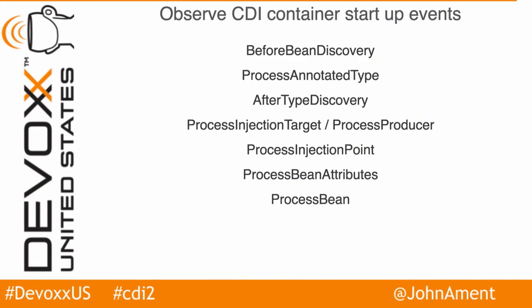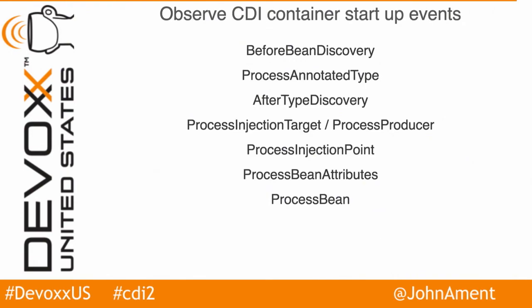Process bean attributes and process bean are also fired. Process bean attributes is for the base class. Bean extends from bean attributes and just has some additional metadata from there. Process bean attributes is really for the underlying bean, whereas process bean is for the actual bean that has been identified by CDI and has been wrapped.